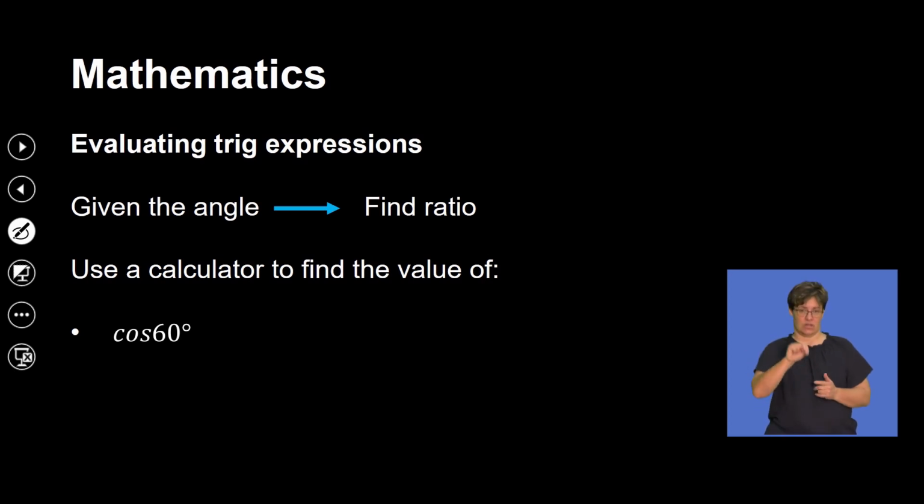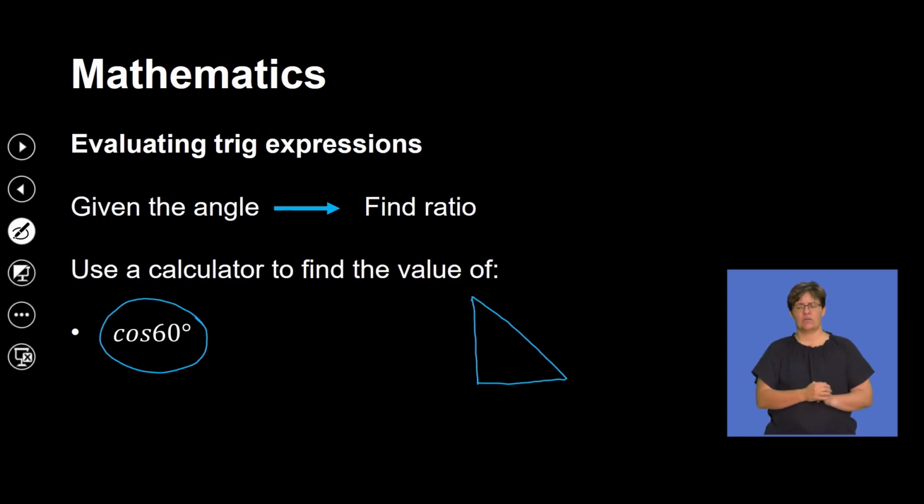Now, to evaluate trig expressions, if you are given the angle, you find the ratio. You use a calculator to find the value. So now I want you to use your calculator to find the value of this. Remember, in the previous segment, we found this using the triangle, and this was our 60 there, and this was our 30. It was 1, √3, and that was 2. Remember, for us to find the 60 there, and it was cos, it was supposed to be 1/2.